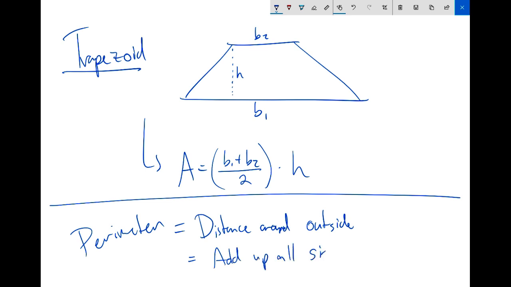So there is no formula really for perimeter for shapes. You don't really need one. The perimeter is the distance around the outside. So if it's a triangle, you just add up the 3 sides. If it's a square, you add up 4 sides. If it's an octagon, you add up 8 sides. So it's just the sum of all the sides.